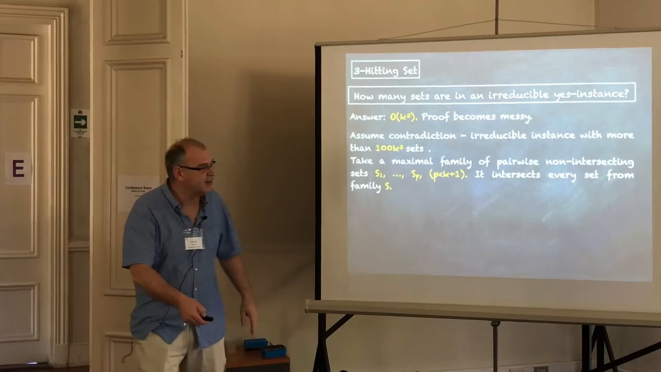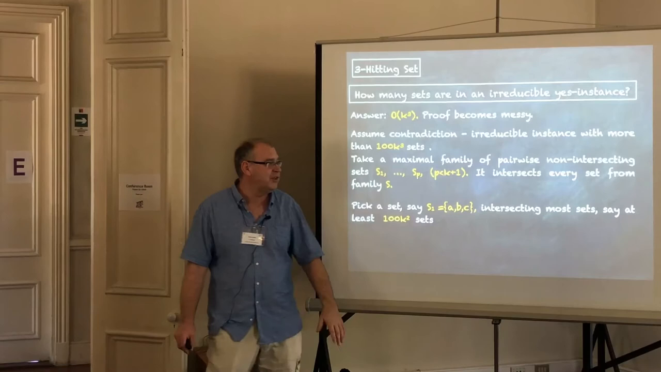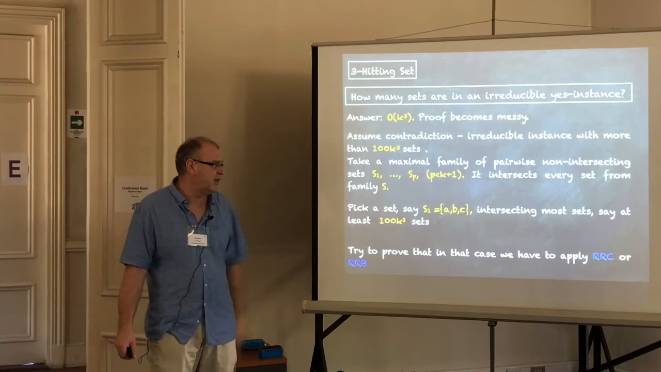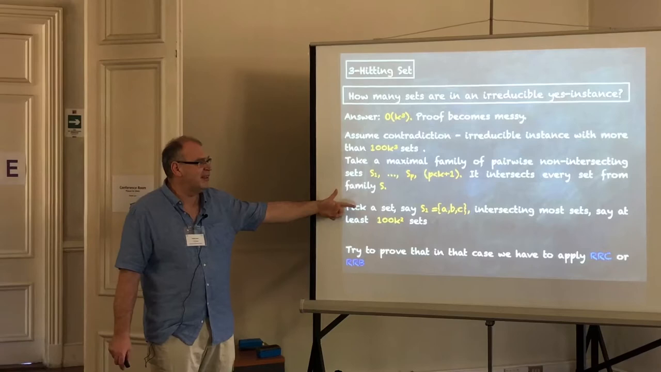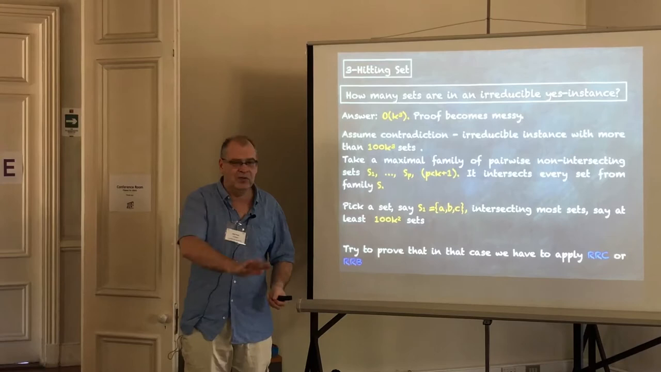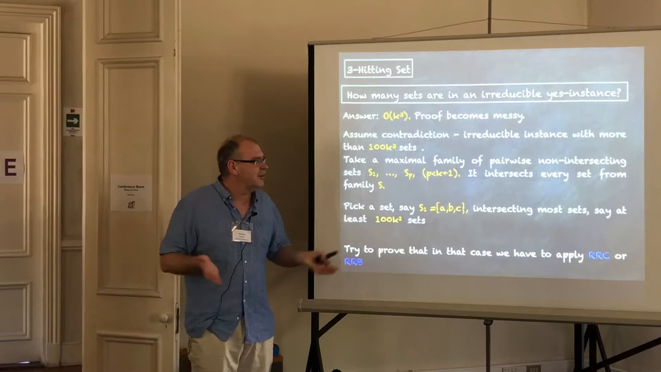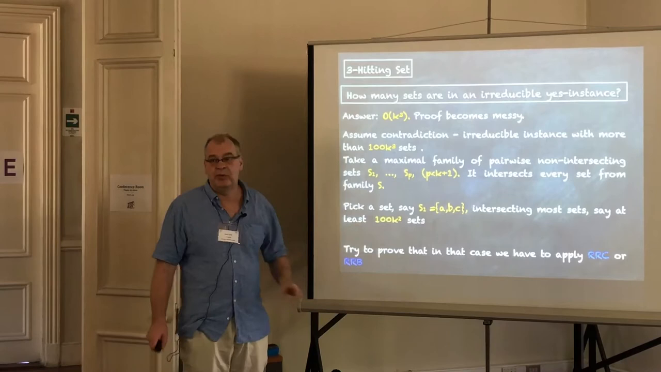Then I pick a set which intersects most of the elements of the whole family. And then the horror starts, because now I have to prove that, because this set intersects a lot of sets from the family, one of the reduction rules should be applied. I also have to prove it for three sets; for two sets it's still possible, but it also looks like we are just trying to reinvent the bicycle.